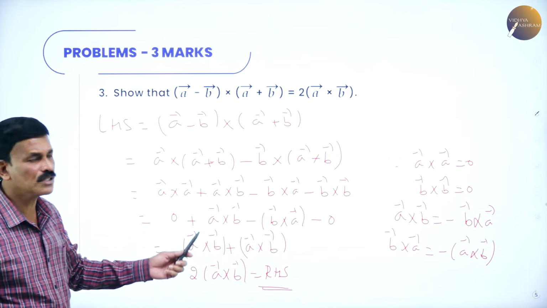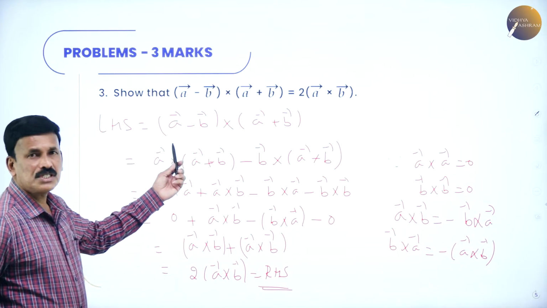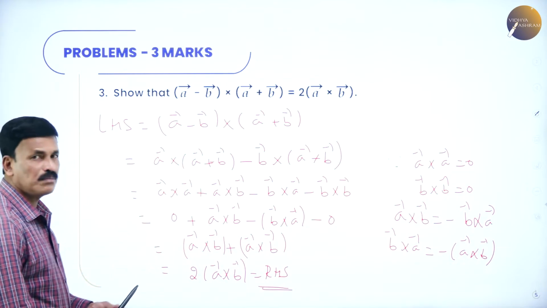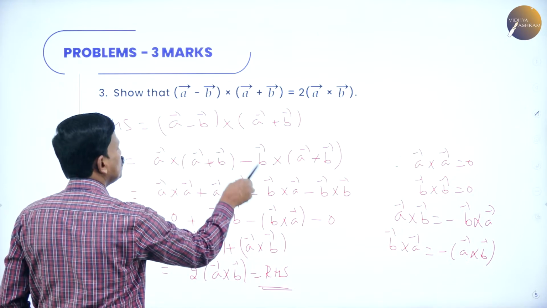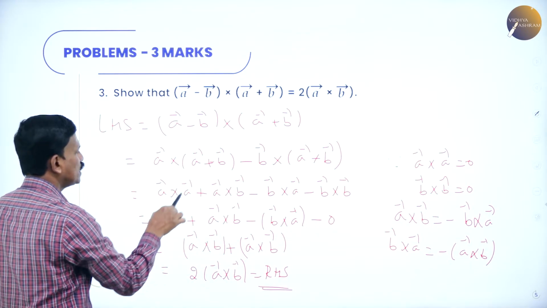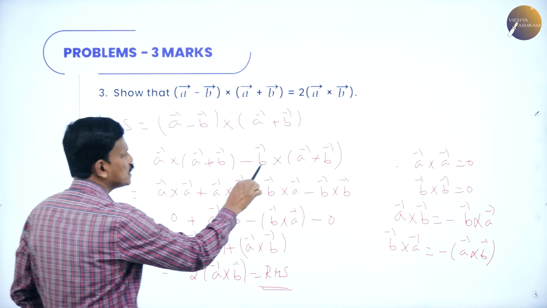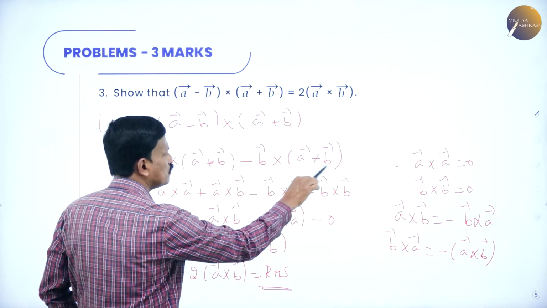That is the required answer. Now listen to me. LHS: (A minus B) cross (A plus B), ordinary multiplication: A cross A plus B, minus B cross A plus B, multiplied: A cross A plus A cross B minus B cross A, minus into plus, it is minus B cross B.